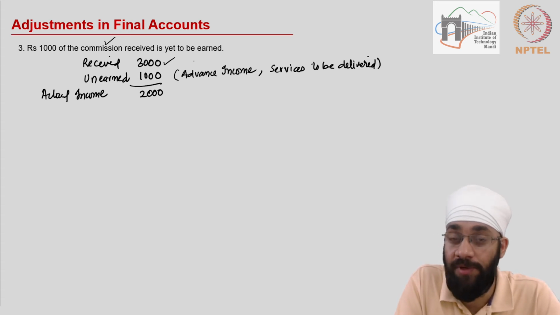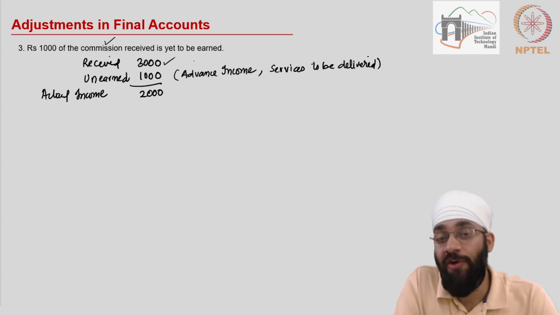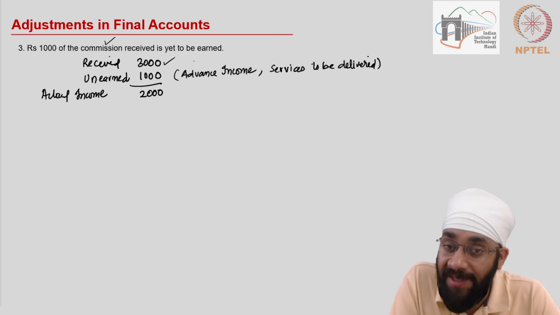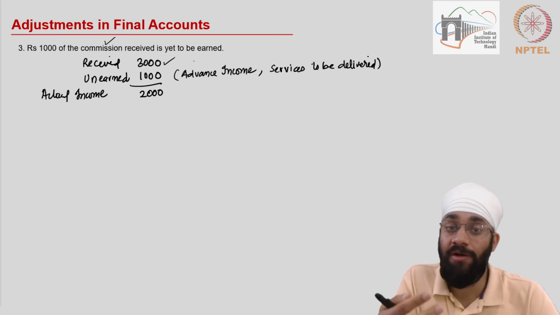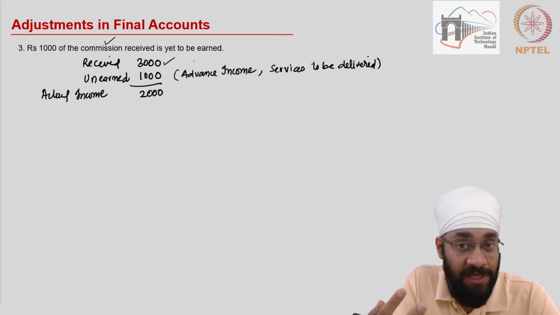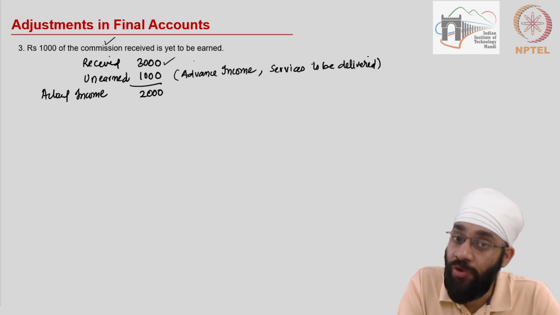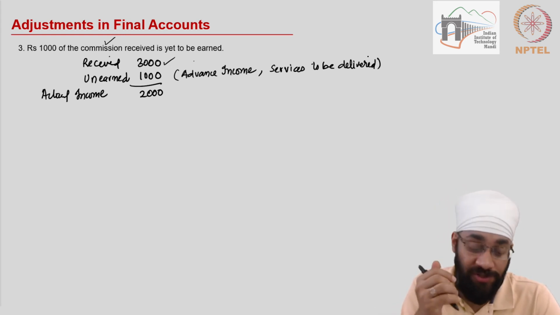They can recover this money from the business. So if you have not done your part, you have not earned the income. If you have not earned the income, you can't show it in the books of accounts as your income. So what should you show it as is the question.